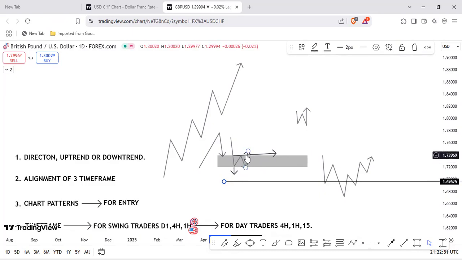Because if the market comes and closes here and later comes back like this, this particular scenario has invalidated the principle of this pattern, and this setup is no longer valid. So you just want to get out of the market, because this is no longer a chart pattern, since the pattern has been invalidated.